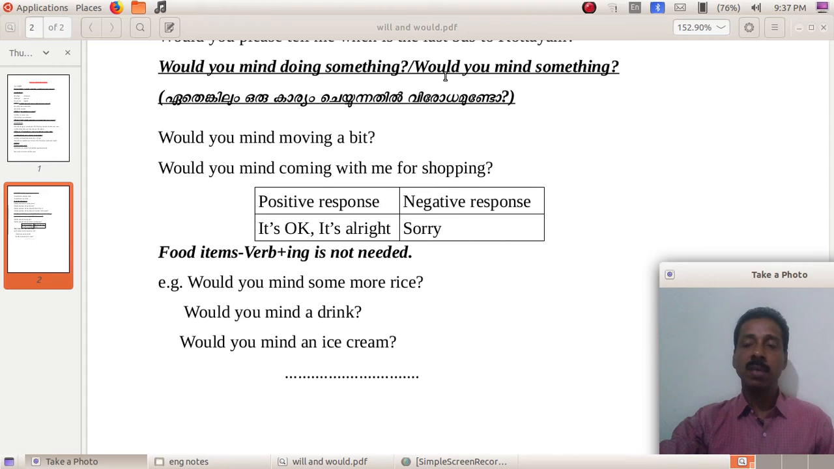That also is, in a sense we can say, a way of asking something in a polite way. Okay. Would you mind moving a bit? Would you mind moving a bit?